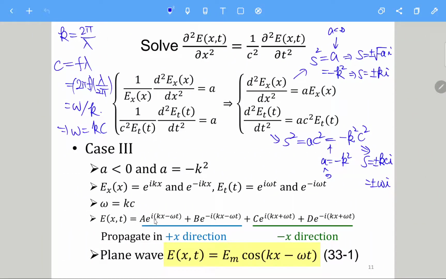So we have 1, 2, 3, 4 terms here. You can just multiply this one and this one, it will be this term because we have plus i kx plus i omega t, so we have two plus terms here. And if we have two negative terms, minus i kx minus i omega t, that refers to this term. And if we have plus i kx minus i omega t, this is this term. And if we have minus i kx and plus i omega t, which is this term, minus i kx, and then distributing into it, it will be plus i omega t.